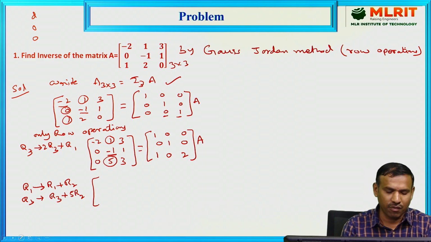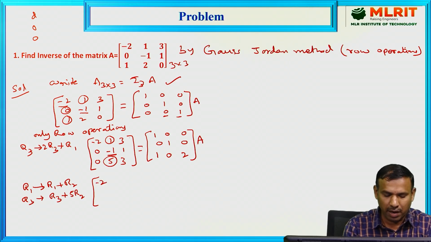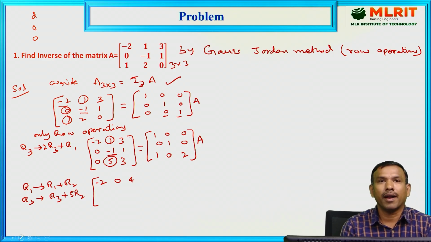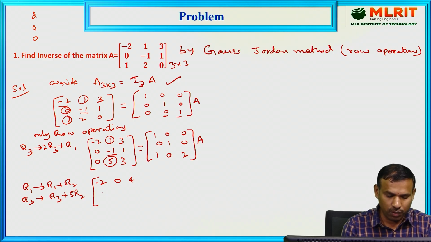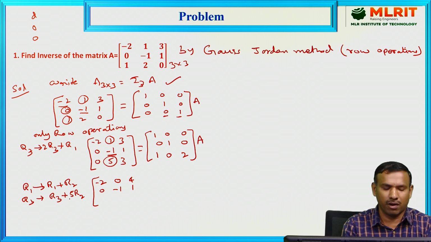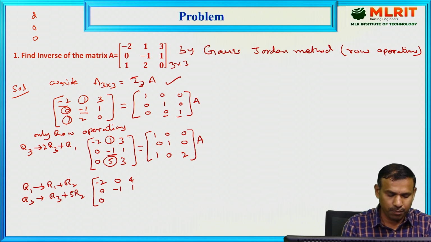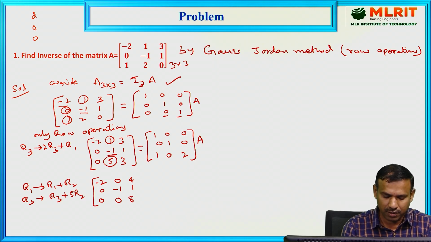First row we are changing, R1 plus R2, minus 2 plus 0, minus 2. 1 minus 1, R1 plus R2, 1 minus 1, 0. R1 plus R2, 3 plus 1, 4. Next, R3 plus 5 R2. So, 0 plus 0, 0. Second row we are not doing any change, as it is. R3 we are changing, R3 plus 5 R2. So, 0 plus 0, 0. 5 plus 5 into minus 1, minus 5, 5 minus 5, 0. R3, 3 plus 5 into 1, 3 plus 5, 8.